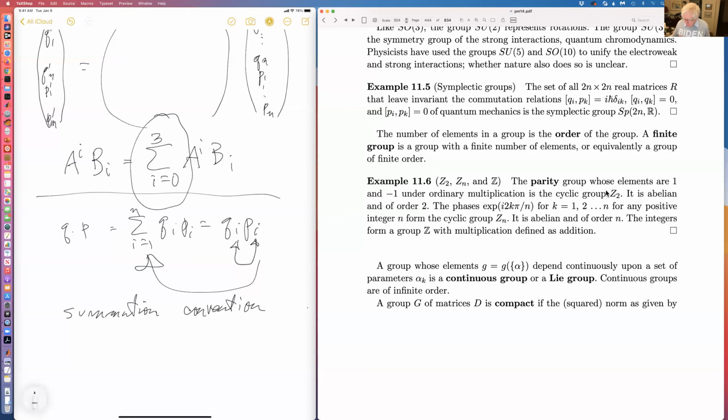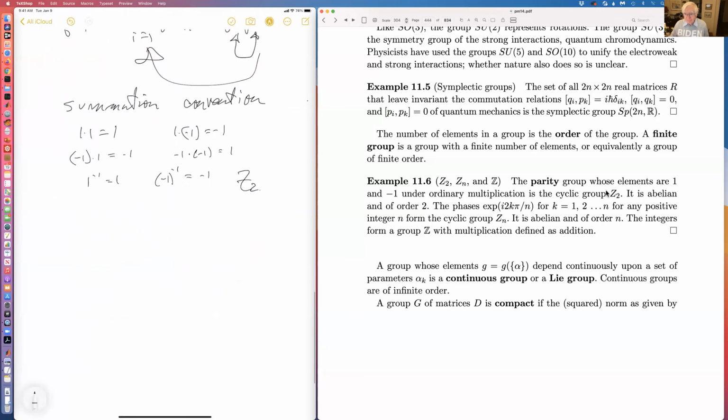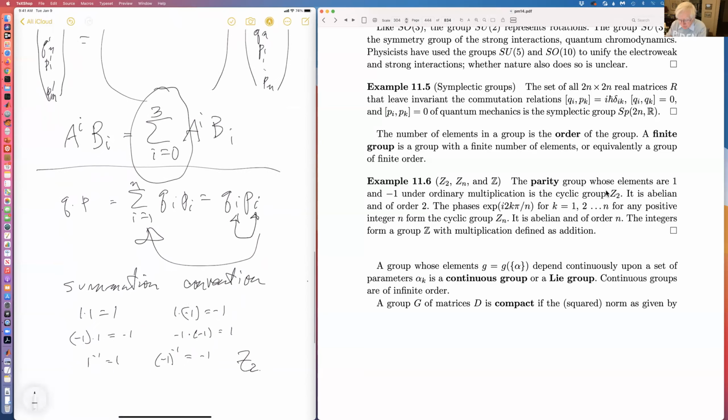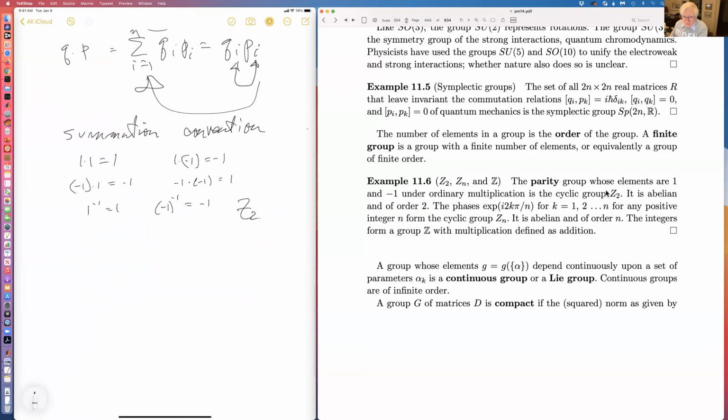So the whole group is 1 times 1 is 1, 1 times -1 is -1, -1 times 1 is -1, and -1 times -1 is 1. And you can see 1 inverse is 1, -1 inverse is -1. And so that's the whole group Z2. This group obviously is abelian and it's of order 2.